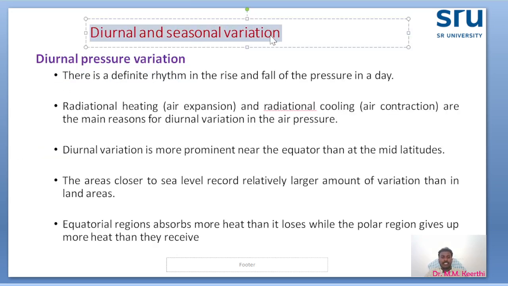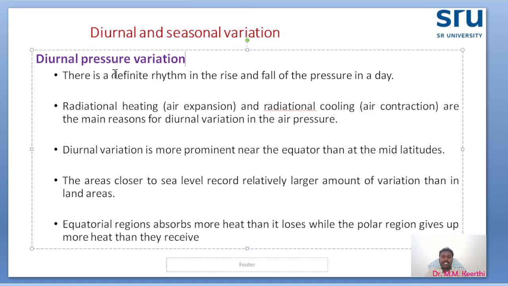Here we are going to discuss diurnal and seasonal variation. Diurnal variation means day-to-day variation. When radiation is heating, air expansion will be there. When the radiation is cooling, air contraction will be there. These are the main reasons for the diurnal variation of air pressure. The diurnal variation is more predominant near the equator than at the middle latitude. The areas closer to sea level recorded relatively larger variation than the land surface.